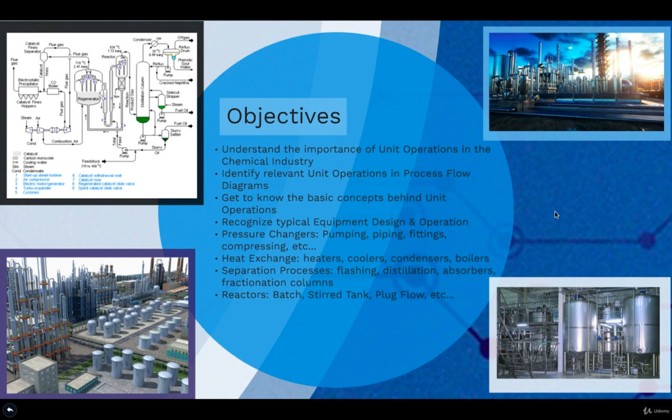Why do we use them? Why do we assign them? Why do we choose to separate them? And what are the important aspects of this? Also, identify relevant unit operations in process flow diagrams.